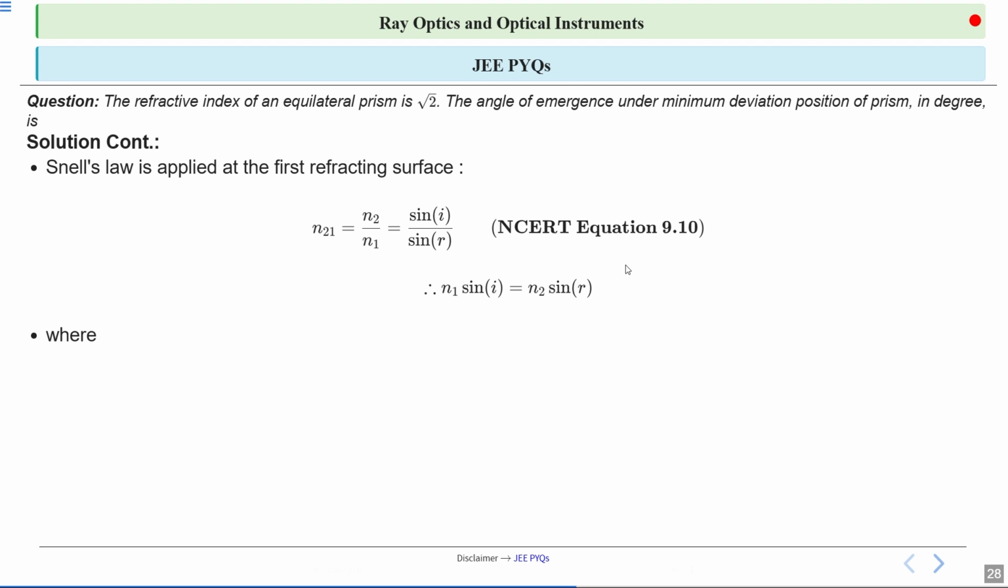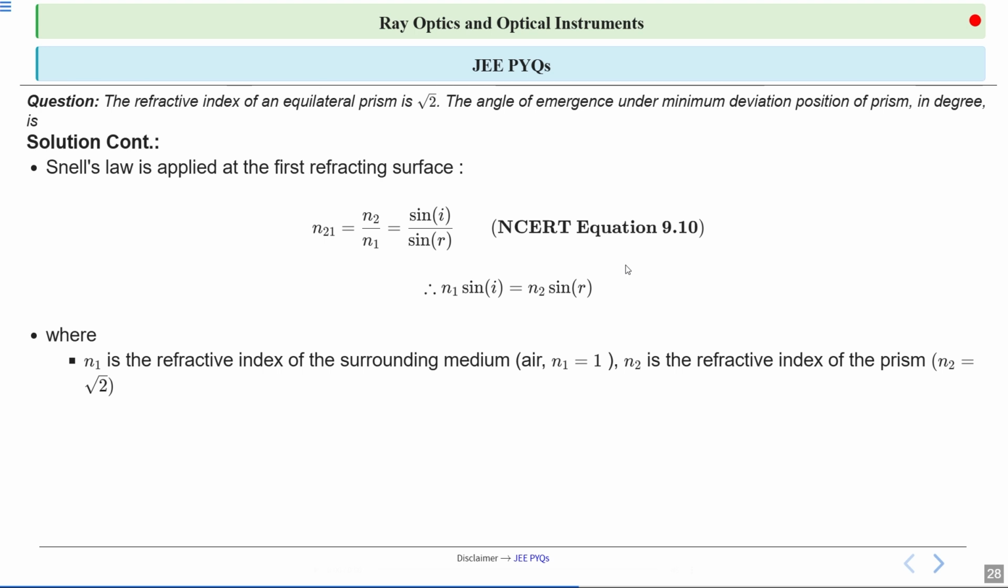So here n1 is the refractive index of the surrounding medium, air, that is n1 equals 1. For air, the refractive index is 1. n2 is the refractive index of the prism, which is given in the question, n2 equals √2. And I is the angle of incidence and R is the angle of refraction.